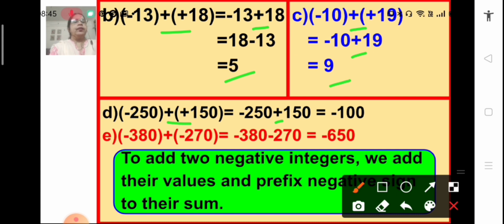So we will subtract, and what do we get? We get 100, and it takes the sign of the bigger integer. So it becomes negative 100.